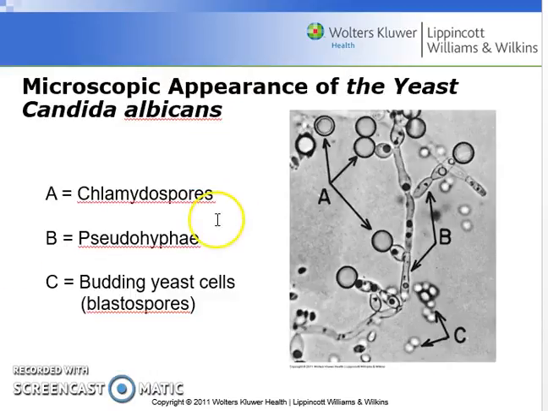Here's a microscopic image of a yeast called Candida albicans. If you look here, this is that chlamydiospore I was telling you about. These little round structures that you see. You can also see the pseudohyphae, which are these extensions here that you're seeing off of the organism. And then you can also see the budding yeast cells, also known as blastospores, in these circular fashions.